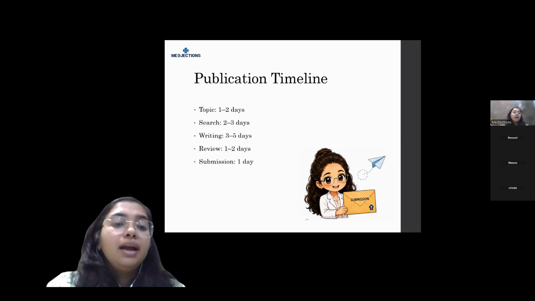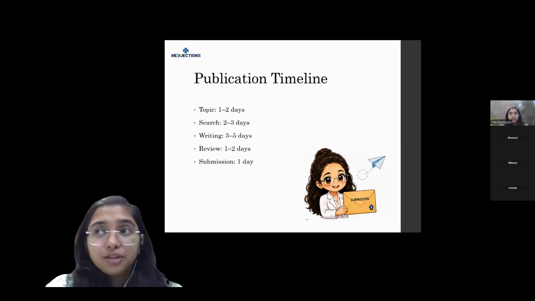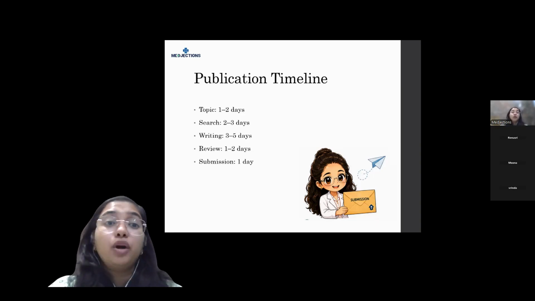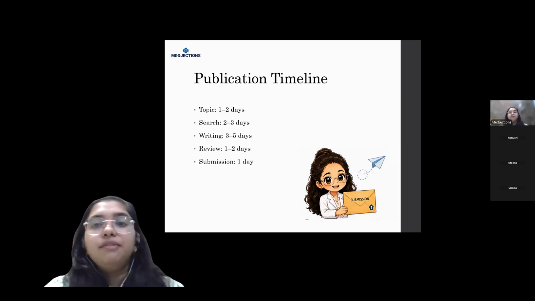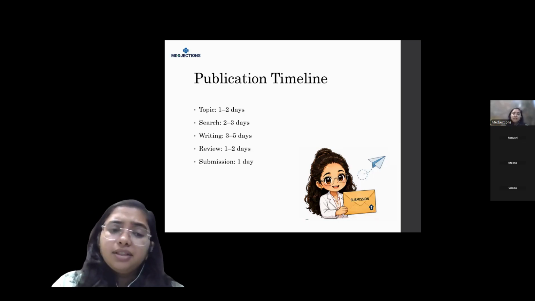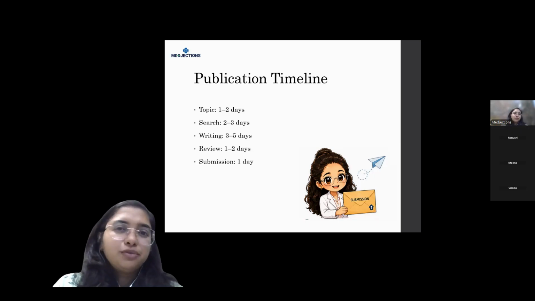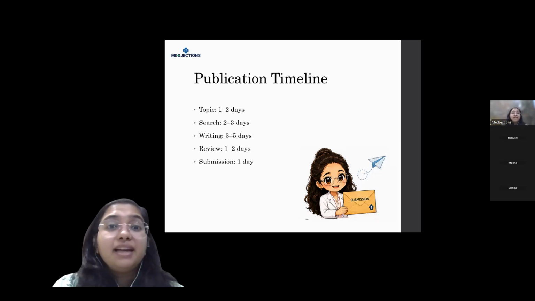Then we finalize, we review, we decide that, okay, this is the whole manuscript, what tables are needed, what diagrams are needed, whatever things are needed, we finalize that, and then we go with the submission. After submission, it depends on the journal. Sometimes they reply in 2 weeks, sometimes 4 weeks, but we will choose only a journal which will give the reply at least within a month. Not more than that.